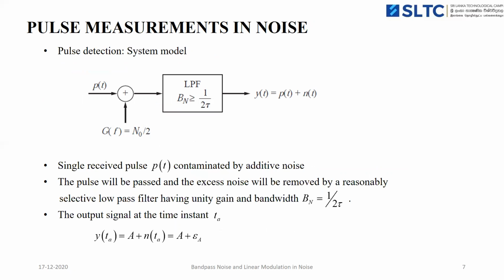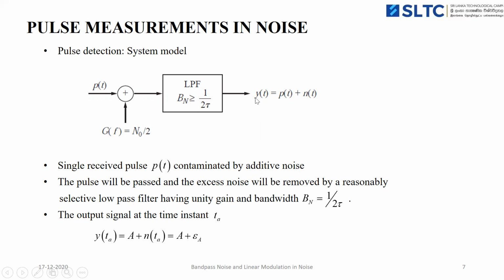Now coming to another topic, pulse measurement in the noise environment. You can see the system model for the pulse measurement in the presence of additive white Gaussian noise. The block diagram shows the input signal, this is a pulse p of t, and the noise is added. The power spectral density of the noise is N naught by 2. Then the added signal is given into the low pass filter, which has the bandwidth Bn.